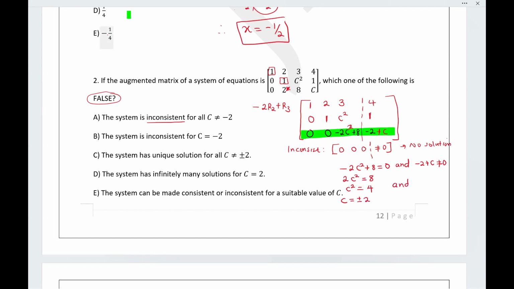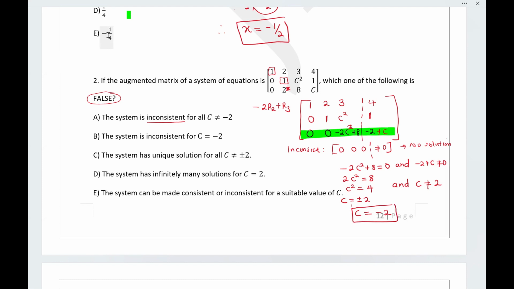But you have this and. Here, C cannot be 2, yes or no? C cannot be 2. And here you have C is plus or minus 2. You get that? So which one is going to be correct? It means C has to be minus 2.